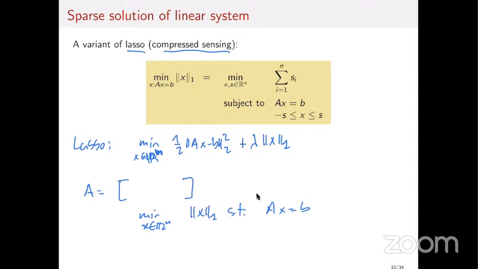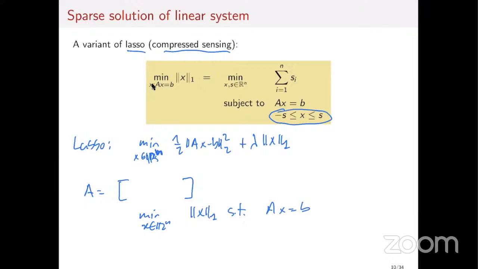You want AX to be equal to B, and you want to minimize the L1 norm of X. This last one was kind of popular in compressed sensing for the problem of determining sparse solutions to a linear system. Using similar tricks as I mentioned before, you can rewrite this problem by including this slack variable and by adding these linear inequality constraints.